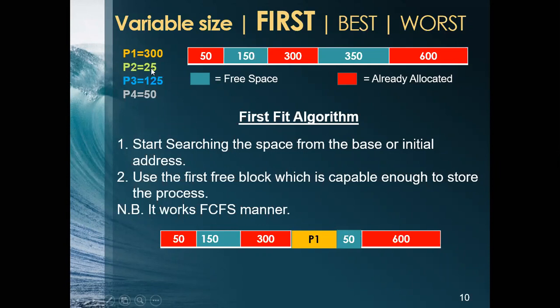Then we have process P2. Again, it will start looking from the first free location, which is 150. Is it large enough to store 25? Obviously, yes. So it will store 25, and the rest is 125. In the same way we have P3. P3 is 125, so it will be stored in the first available space. And finally you have P4. So we have successfully allocated memory for all the processes. This is almost like first come, first served. Process 1 is allocated first, then process 2, process 3, process 4, and so on. This is the approach for the first fit algorithm.